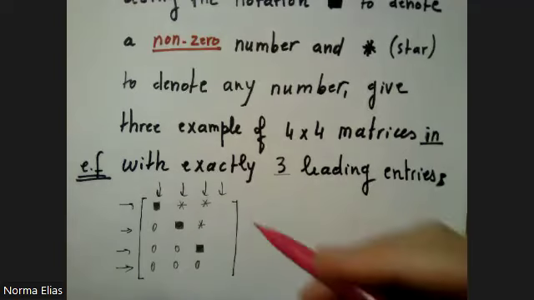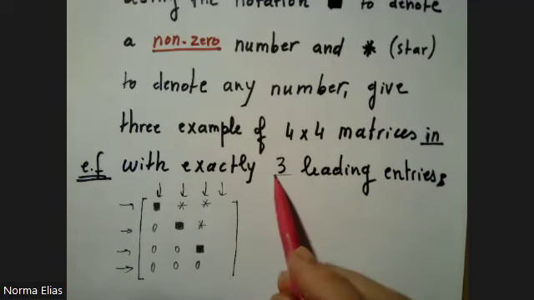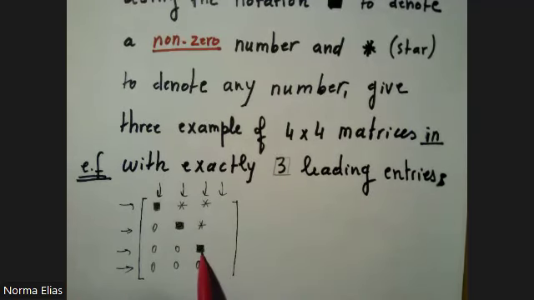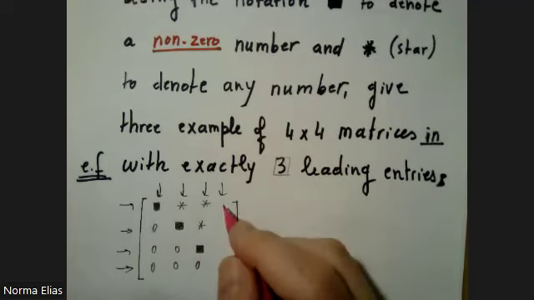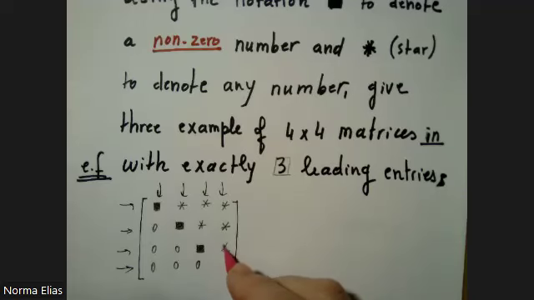Now, the 4th column, how could it be? Who can describe this column for me? Remember, I only want 3 leading. I already have 3 leading. So what should I put in the 4th column? What should I have here? Star. What can I have here? Star. What about here? Star. What about here? 0. It has to be a 0. I cannot have a star because if my star is the number 2, then it will be a leading.